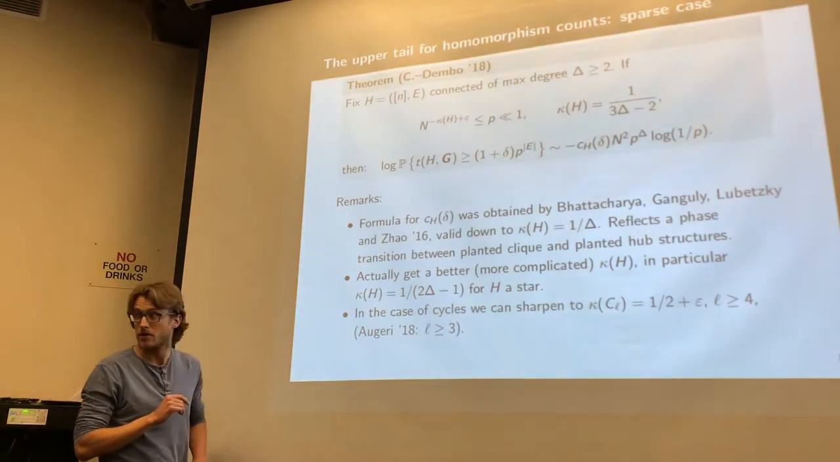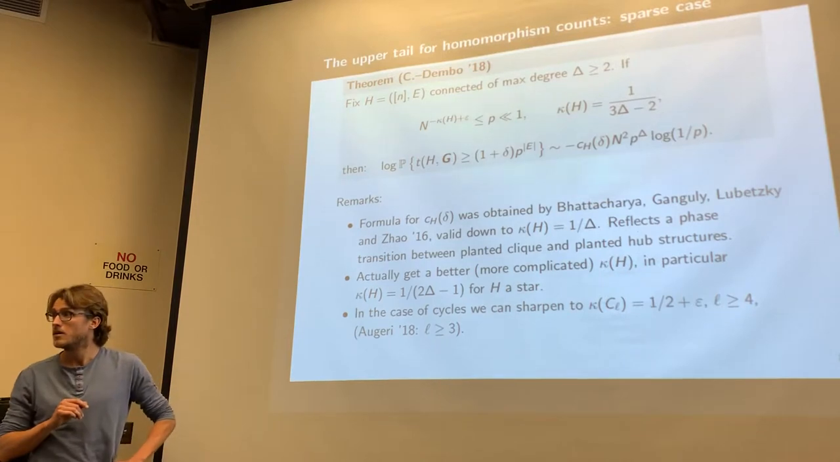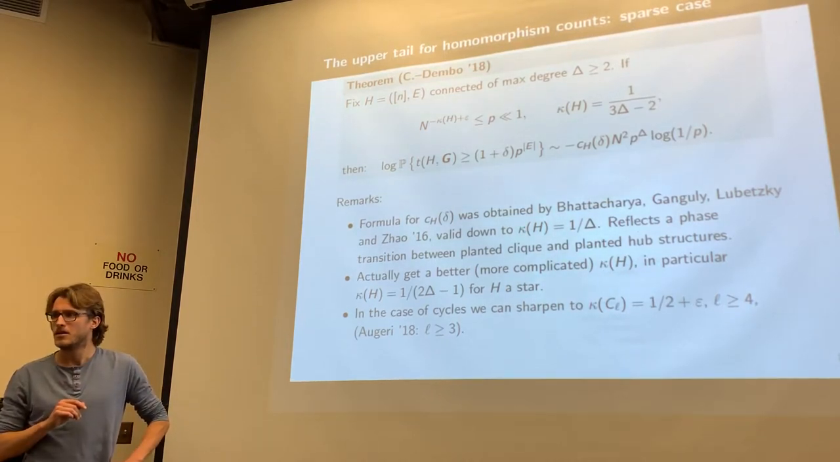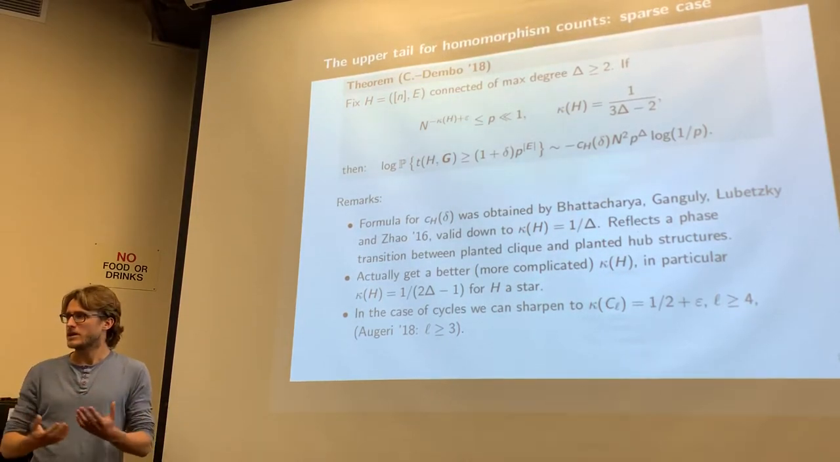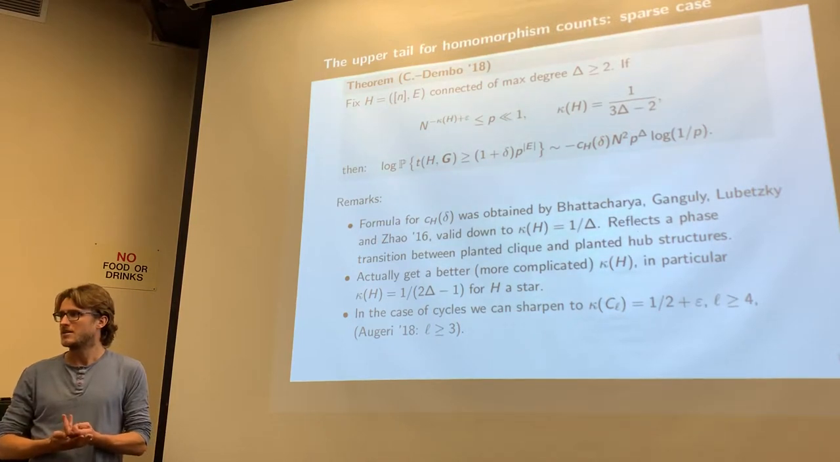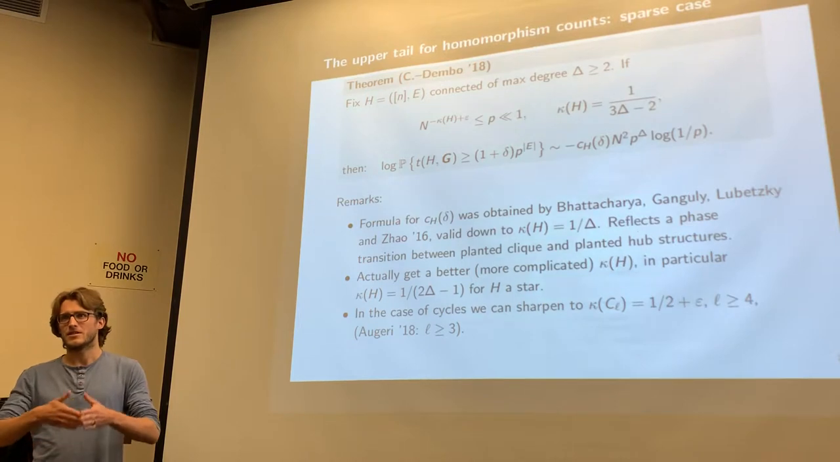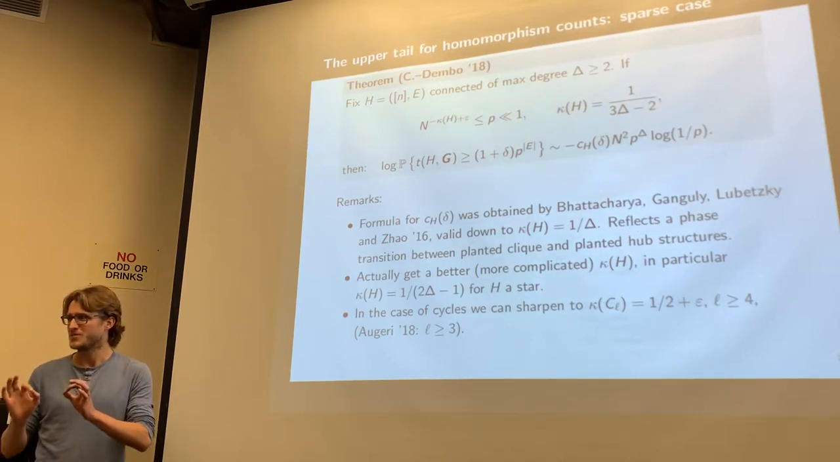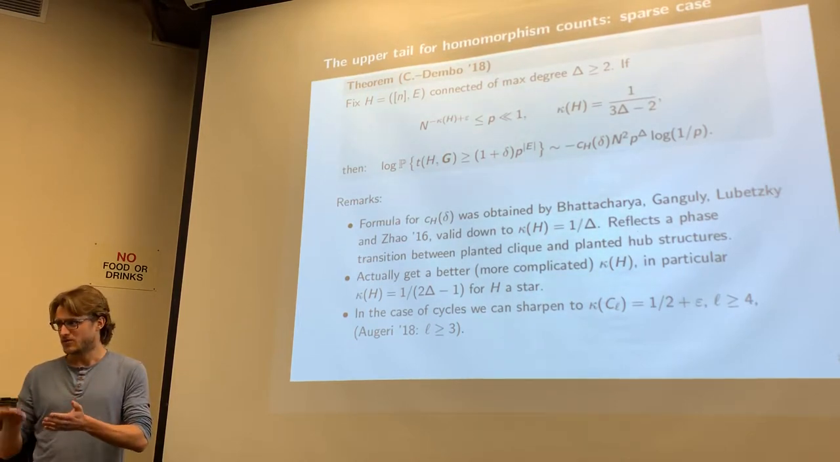Why do you keep saying that 1/2 is where it's supposed to stop? It should go all the way to 1 over length. Except for this, the planted hub. The solution to the variational problem is different. Yeah, so, I mean, no, that solution, whereas with the planted hub, yeah, so it should go down to there.